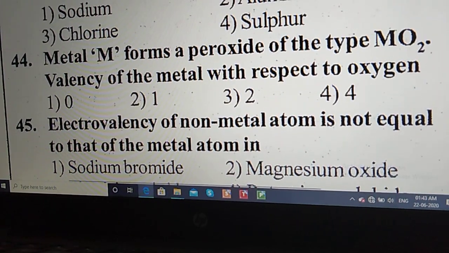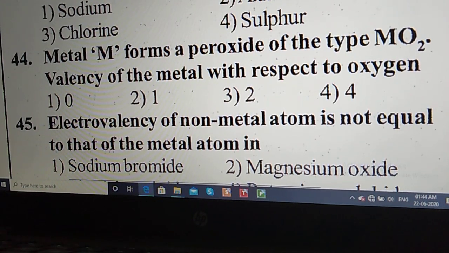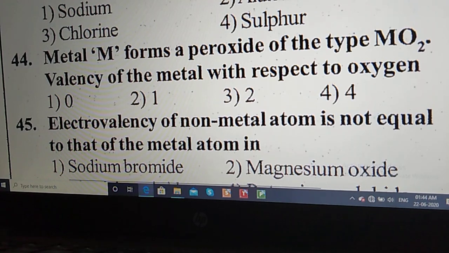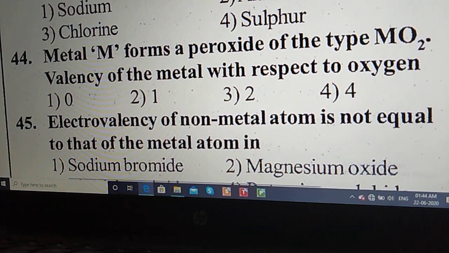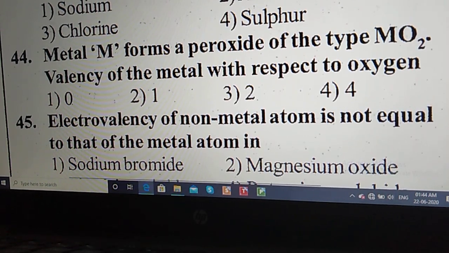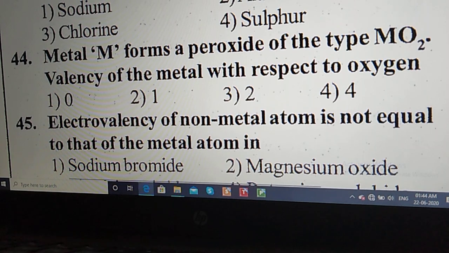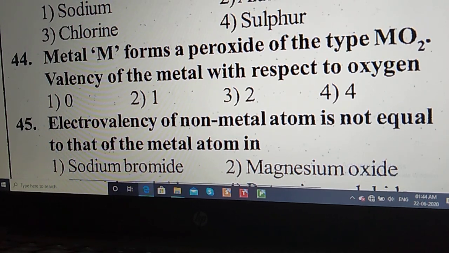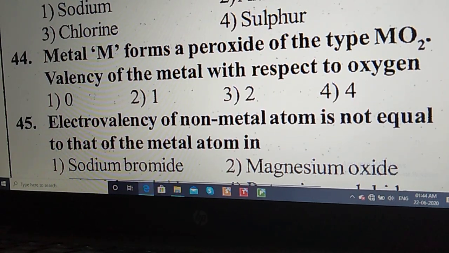Metal M forms the peroxide of the type MO2. They are asking for the valency of the metal with respect to oxygen. If it is MO2, the metal M forms the peroxide of the type MO2. This is the peroxide. Now they are saying valency of the metal with respect to oxygen. They are asking for valency.